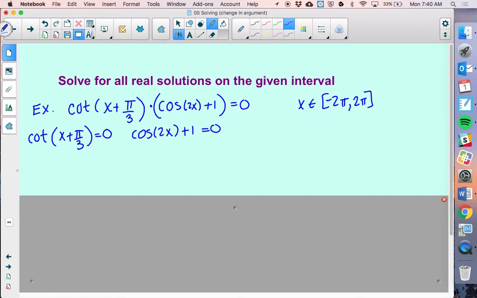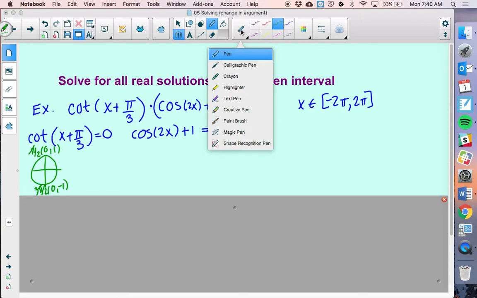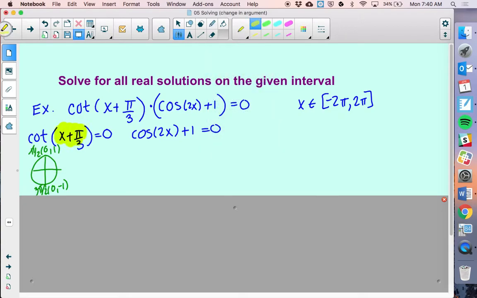So my first part, cotangent of x plus pi over 3 equals 0. So I want to know, where does cotangent equal 0? If I think about my unit circle, cotangent is x over y. So it happens here at pi over 2, and it happens here at 3 pi over 2. So I know my argument, the part inside the parentheses, which is my angle, has to equal pi over 2, or it has to equal 3 pi over 2.